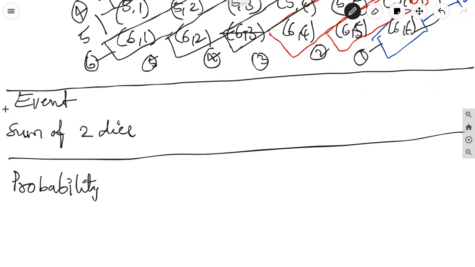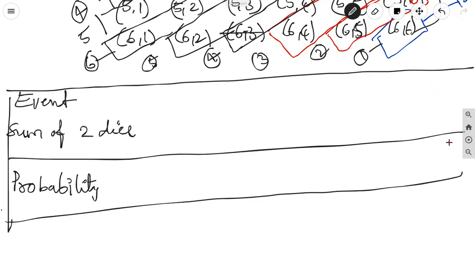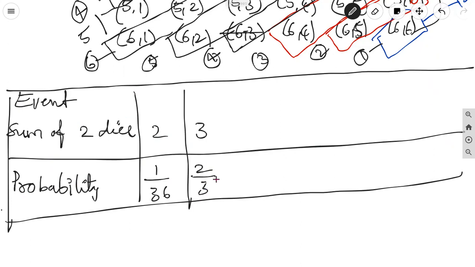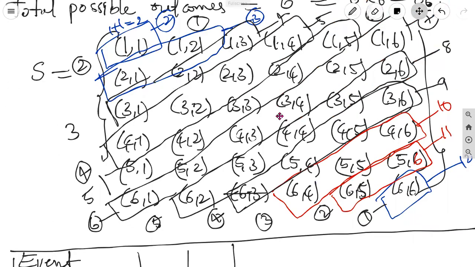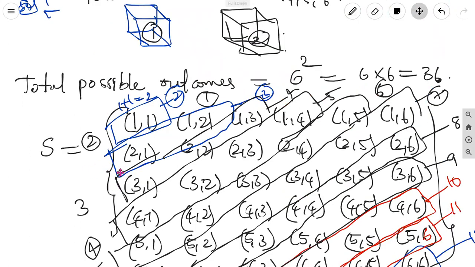Now we write it as, okay, the sum 2, the possible outcomes 1, total outcomes 36. For sum 3, the possible outcomes 2, total outcomes 36. 4, increasing, here just you observe it. If the sum is 3, possible outcomes are 2 only. Sum 4, possible outcomes are 3. Sum 5, possible outcomes are 4.